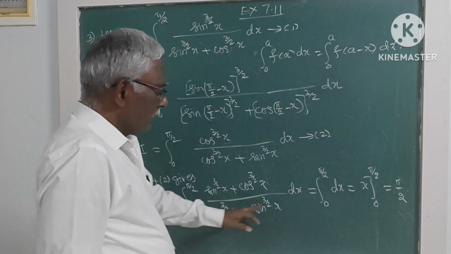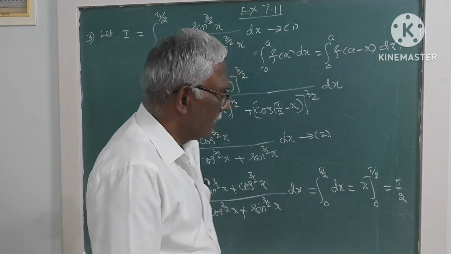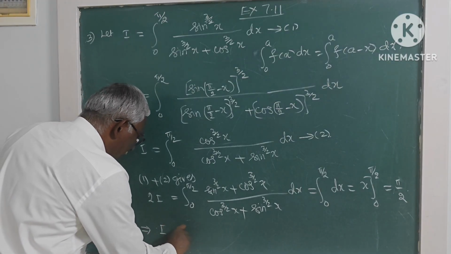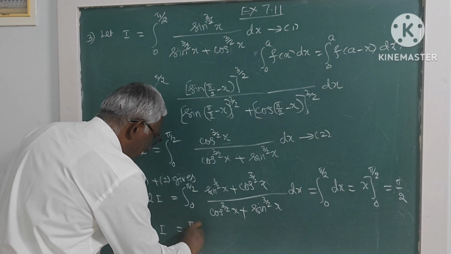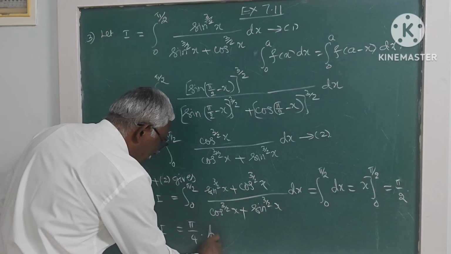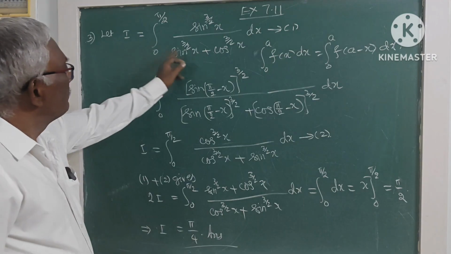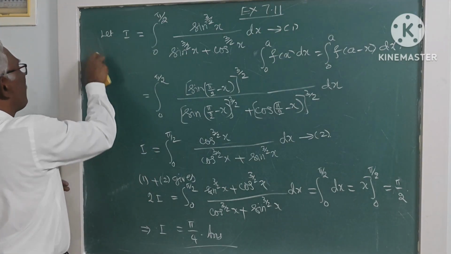So 2I is equal to pi by 2. So this gives the value of I is equal to pi by 4. This is the answer. Next problem, the fourth one.